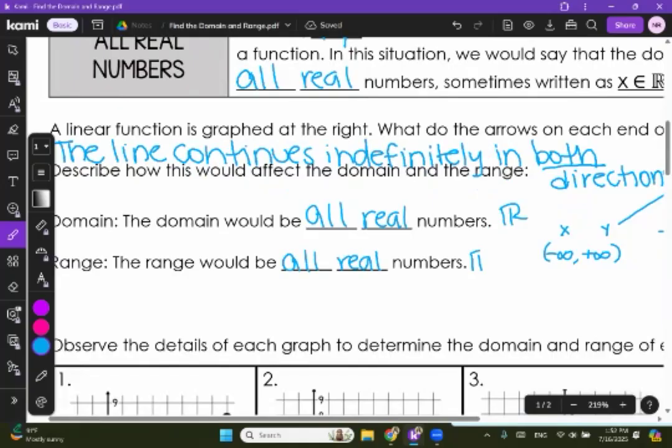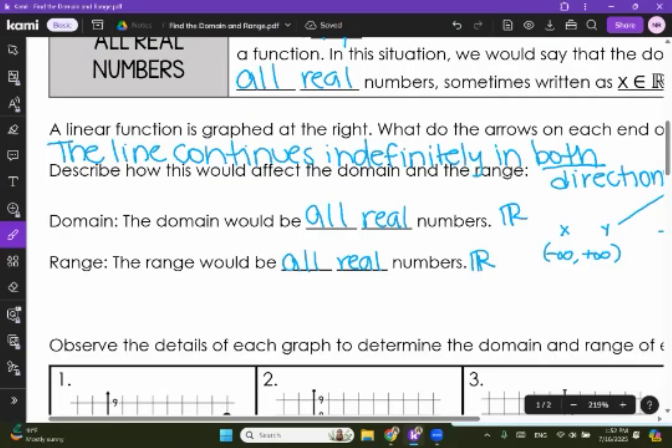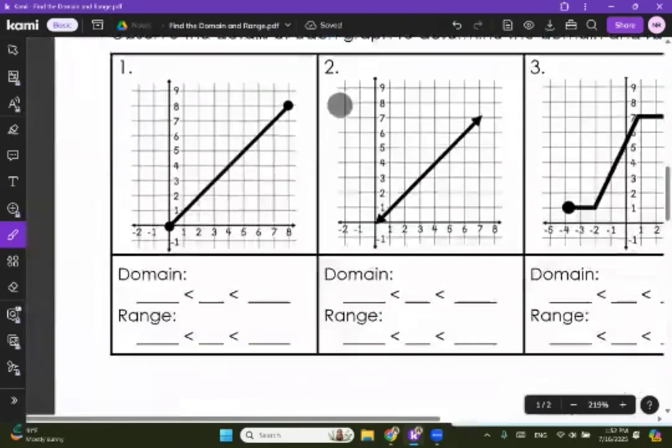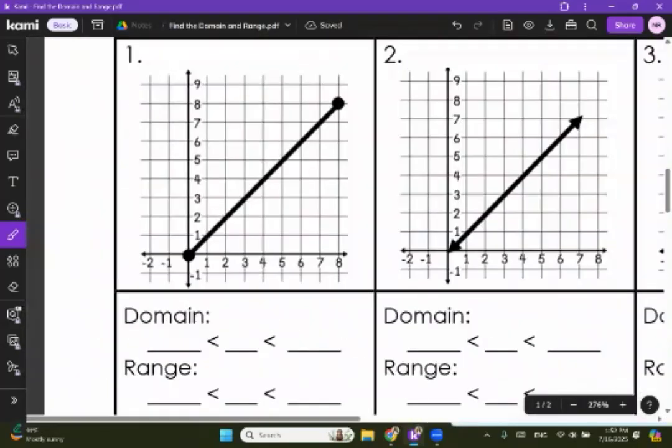Now, one mistake or misconception that a lot of students have is that because one of them is all real numbers, they're always going to both be all real numbers. And that's not the case. You have to find the domain and the range separately before you can accept that they're both all real numbers. Sometimes only the domain will be all real numbers, sometimes only the range will be all real numbers. Okay, so here we go.